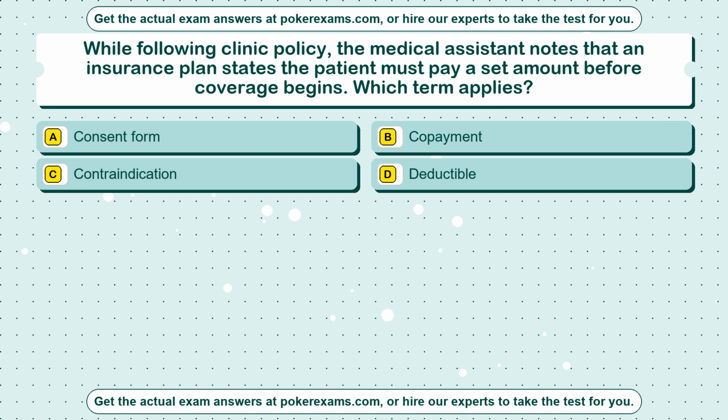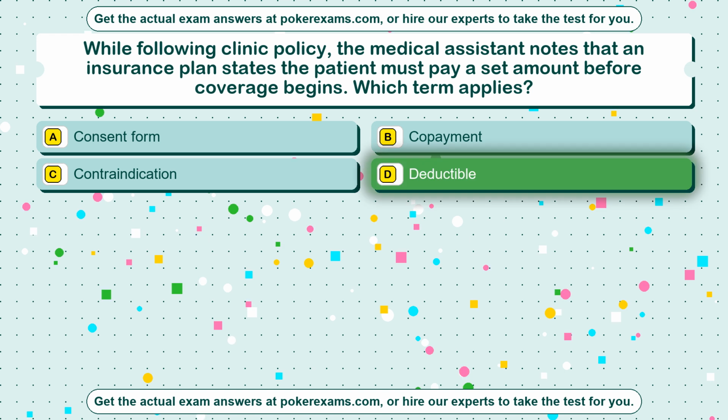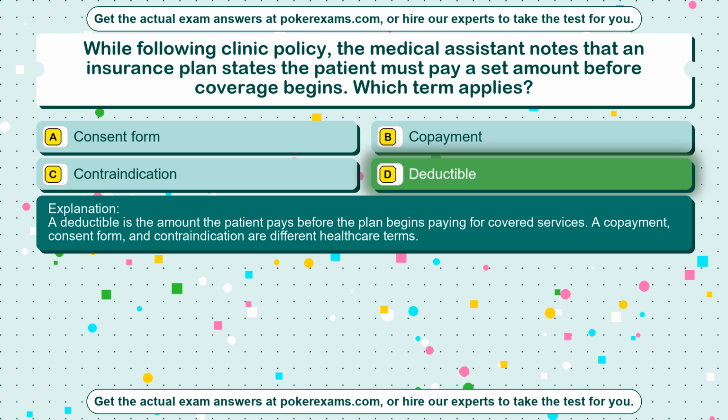Question 67. While following clinic policy, the medical assistant notes that an insurance plan states the patient must pay a set amount before coverage begins. Which term applies? Option A, consent form. Option B, copayment. Option C, contraindication. Option D, deductible. The correct answer is option D, deductible. A deductible is the amount the patient pays before the plan begins paying for covered services. A copayment, consent form, and contraindication are different healthcare terms.